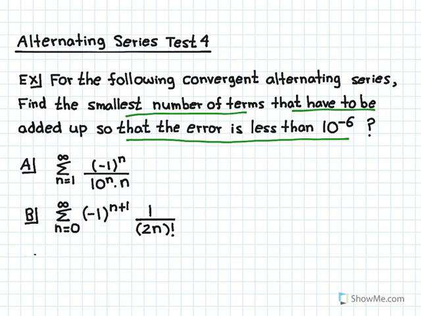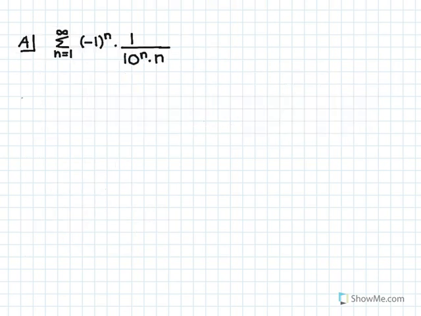Question A, summation n equals 1 to infinity, negative 1 to the power of n, divided by 10 to the n times n. Question B, summation n equals 0 to infinity, negative 1 to the power of n plus 1 times 1 divided by 2n factorial. Let's look at question A first. We have summation n equals 1 to infinity, negative 1 to the power of n times 1 divided by 10 to the n times n.